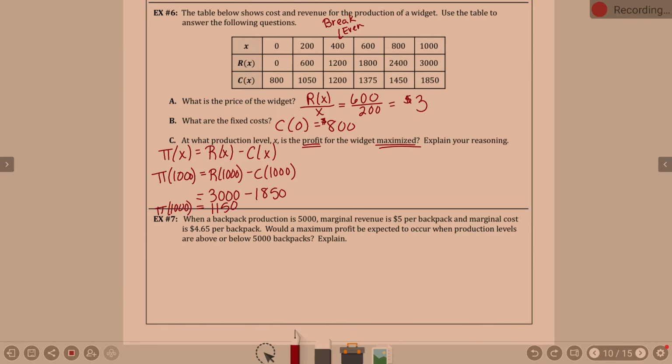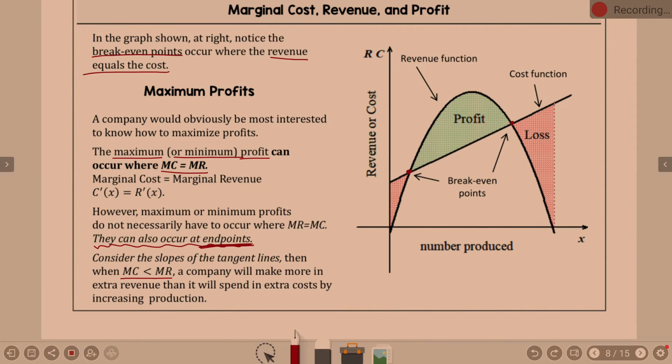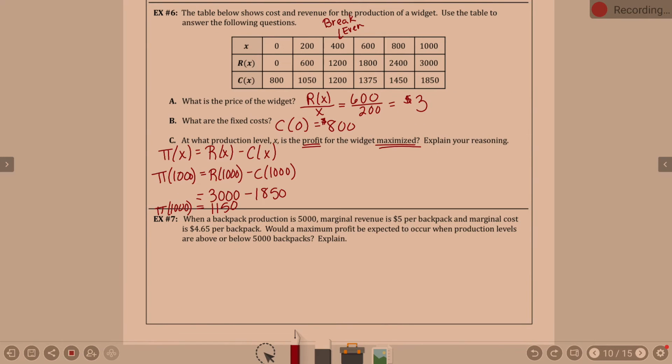Let me point out, that's at the end, yes? Do you remember when it said max profits could occur at endpoints or min profits? This is an endpoint. Okay, this is when we talked about, which page was it? Right here, maximum and minimum profits can also occur at endpoints. That's exactly what's happening here. This is an endpoint. Okay? And you've got that max profit happening. There's other profits along the way, but that's your max profit.